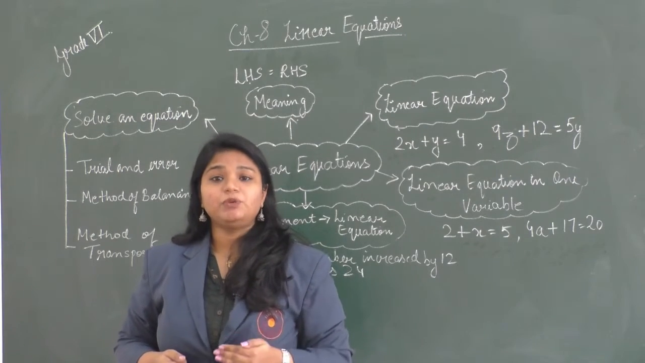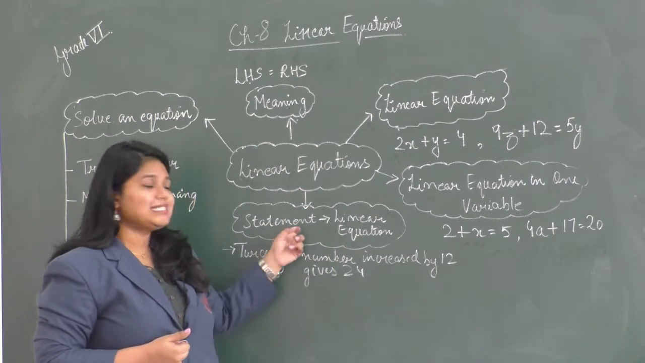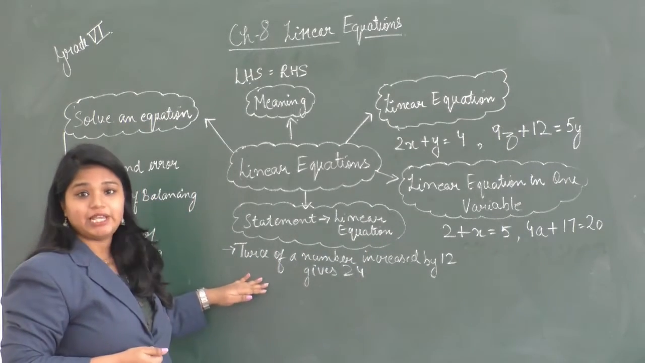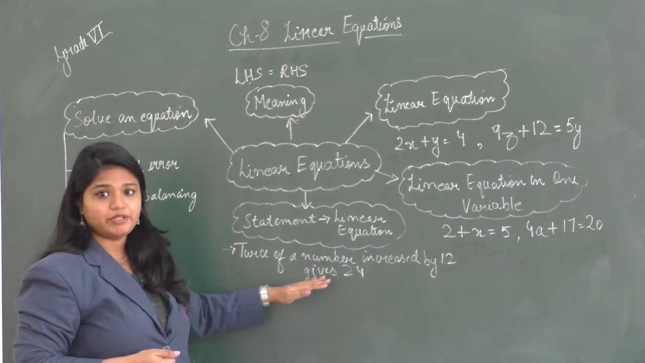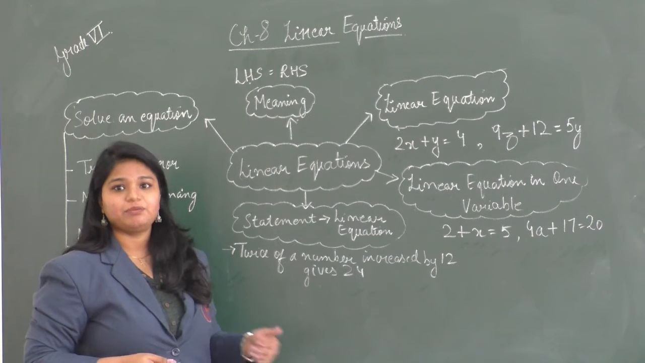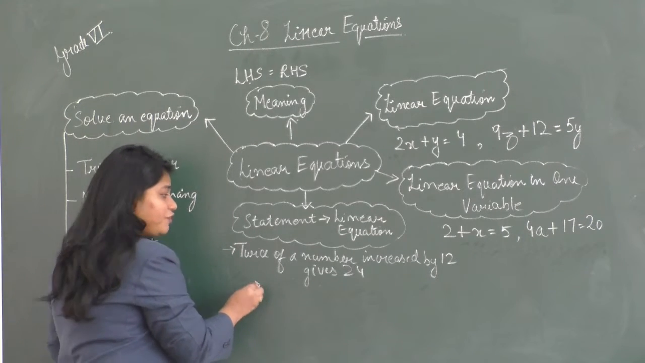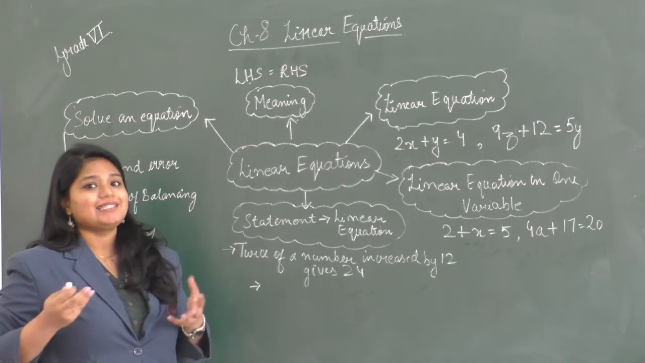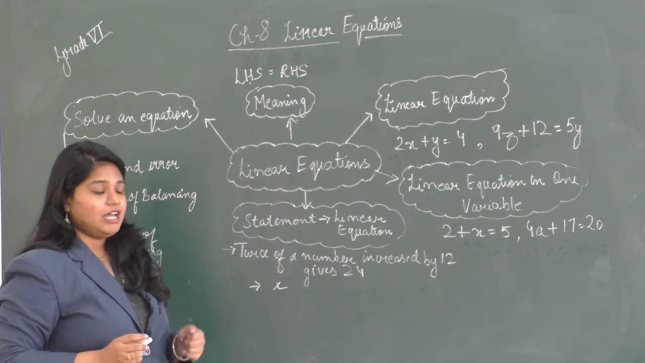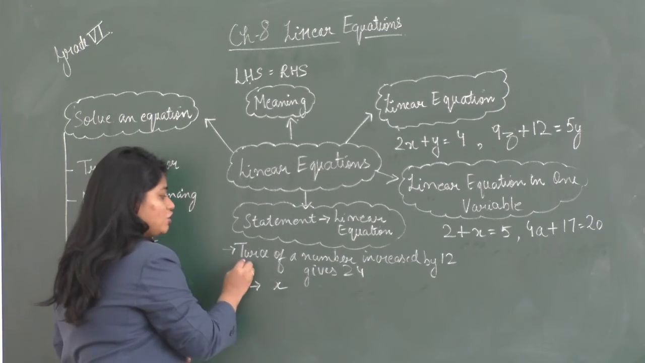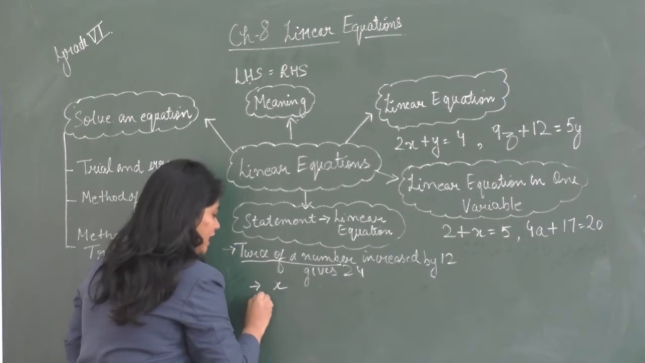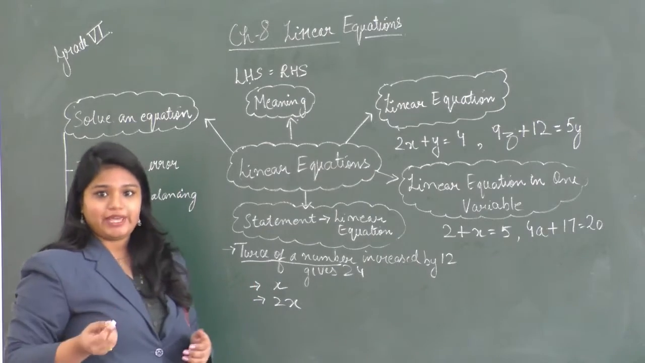The next topic that we learned was how to translate statements into linear equations. Here we have an example. The statement is twice of a number increased by 12 gives 24. Let's convert this statement into an equation. First we will assume the number as any variable of your choice. Let's take the number as x. The first part of the statement says twice of a number. Twice means 2 times the number. That means it will be 2x.